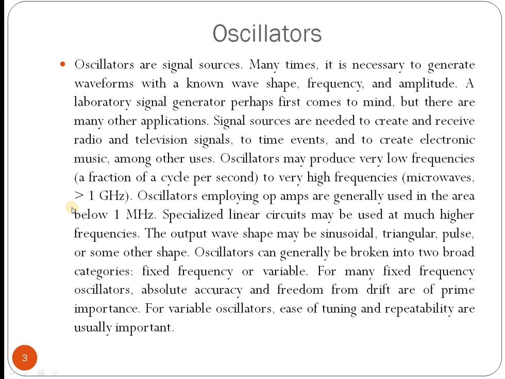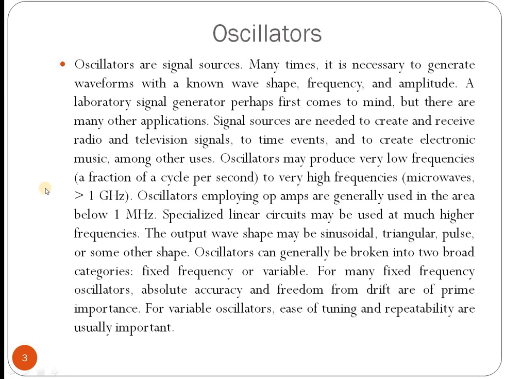Oscillators. So basically oscillators are signal sources or signal generators. They can generate different types of signals. These signals may have a known wave shape, frequency, or amplitude. So we can get those characteristics from the generated signal that we need.